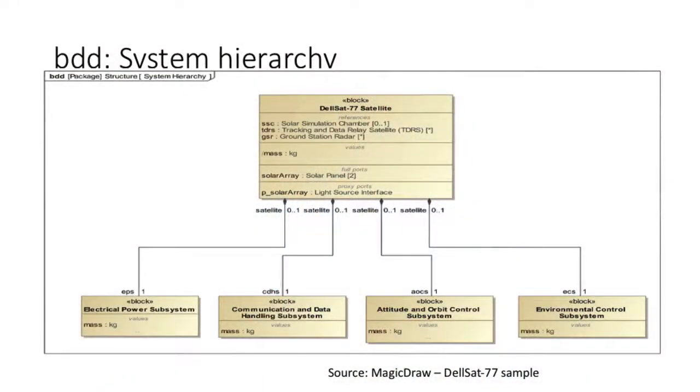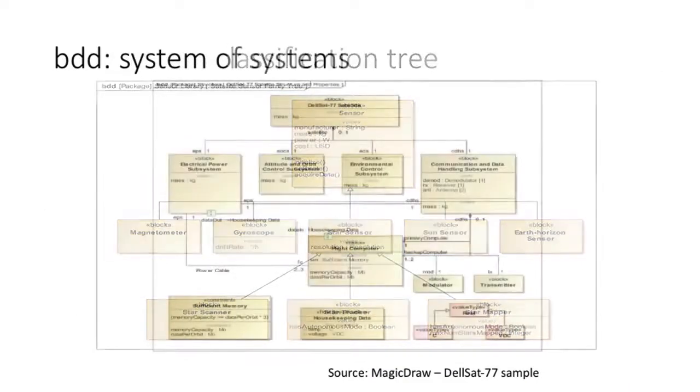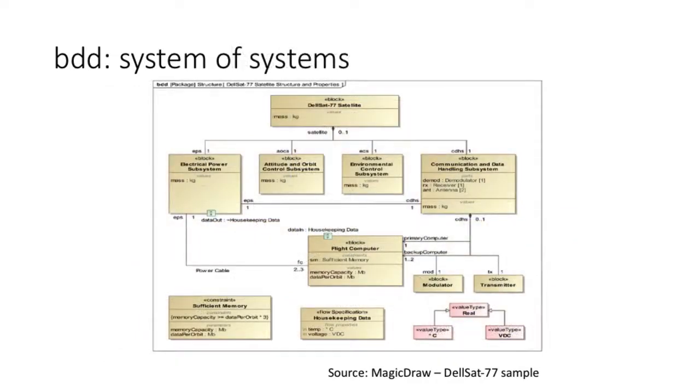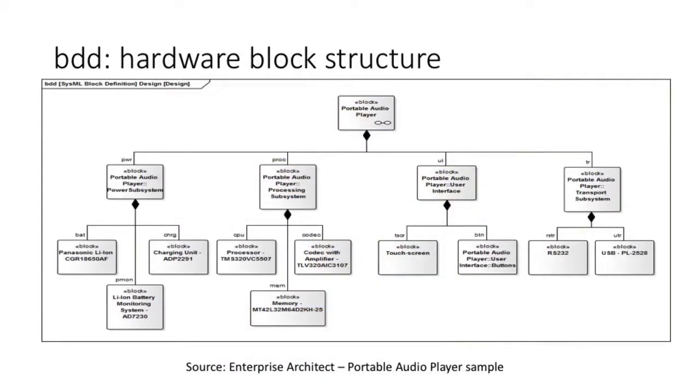This finally means that blocks can be almost anything. Examples are a system hierarchy, a system classification tree, system of systems blocks, and a hardware block structure.